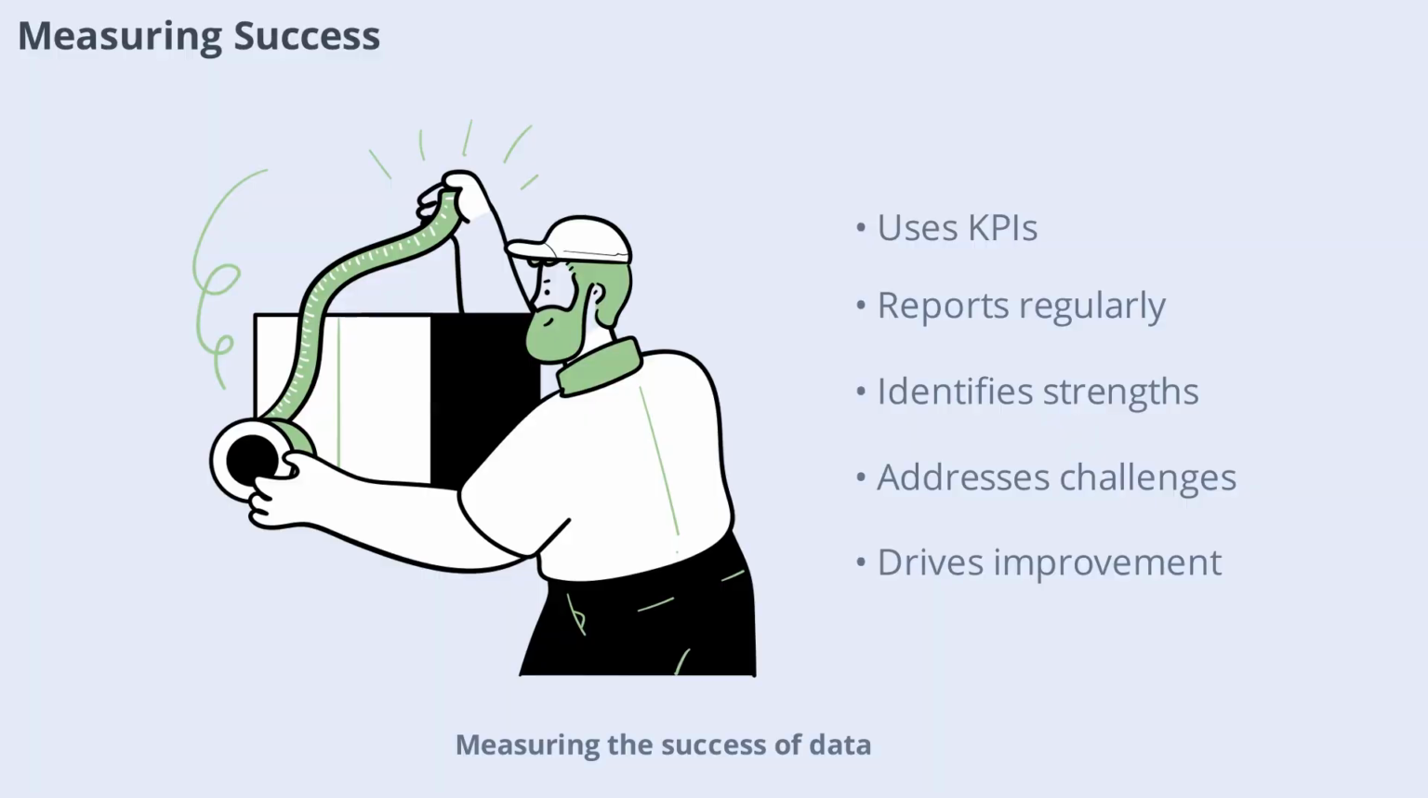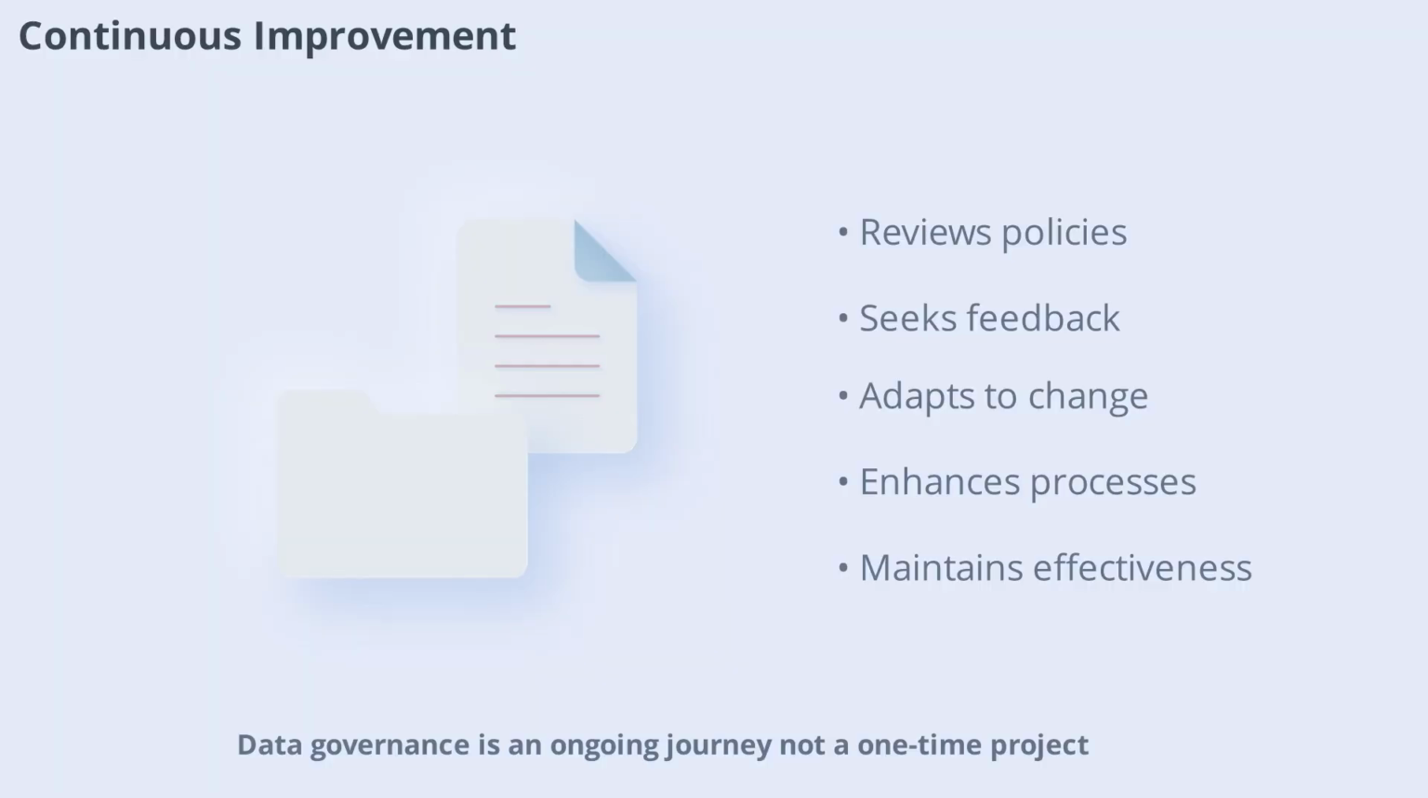Measuring the success of data governance is essential for continuous improvement. Key performance indicators, KPIs, might include data quality scores, compliance rates, or incident response times. Regular reporting helps organizations identify strengths and areas for improvement. By tracking results, teams can celebrate successes and address challenges proactively. Data governance is an ongoing journey, not a one-time project.